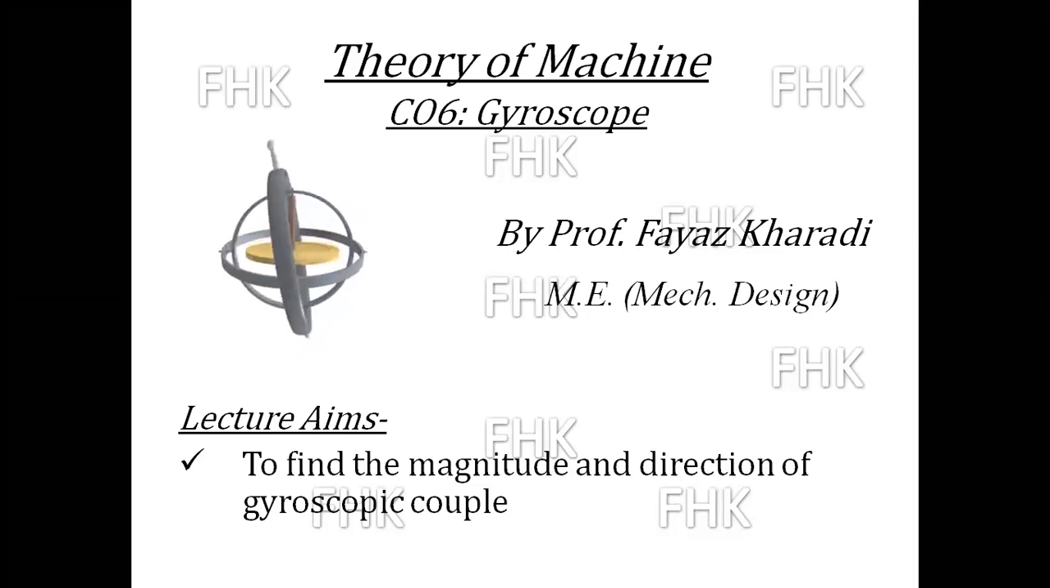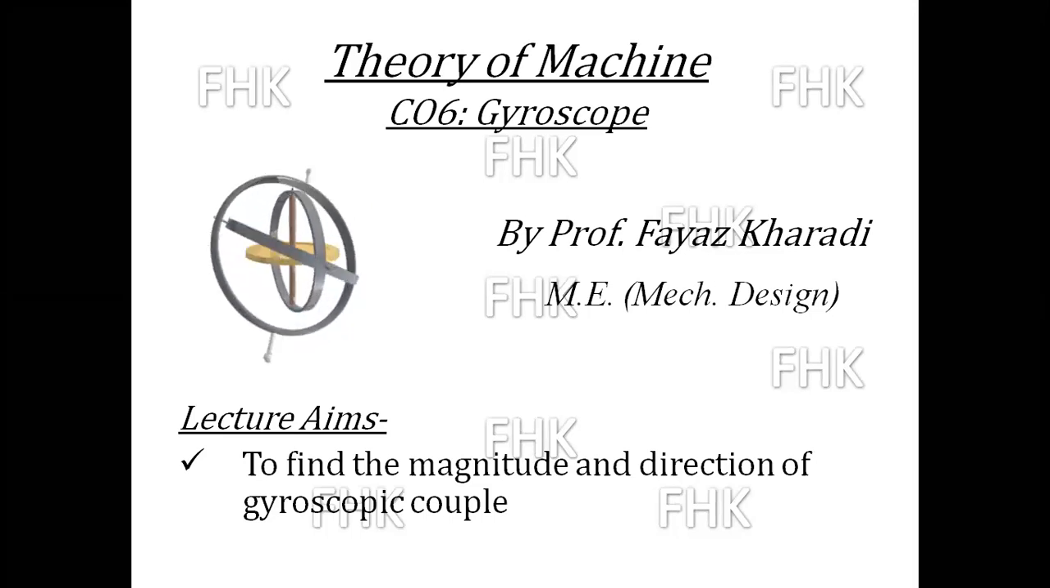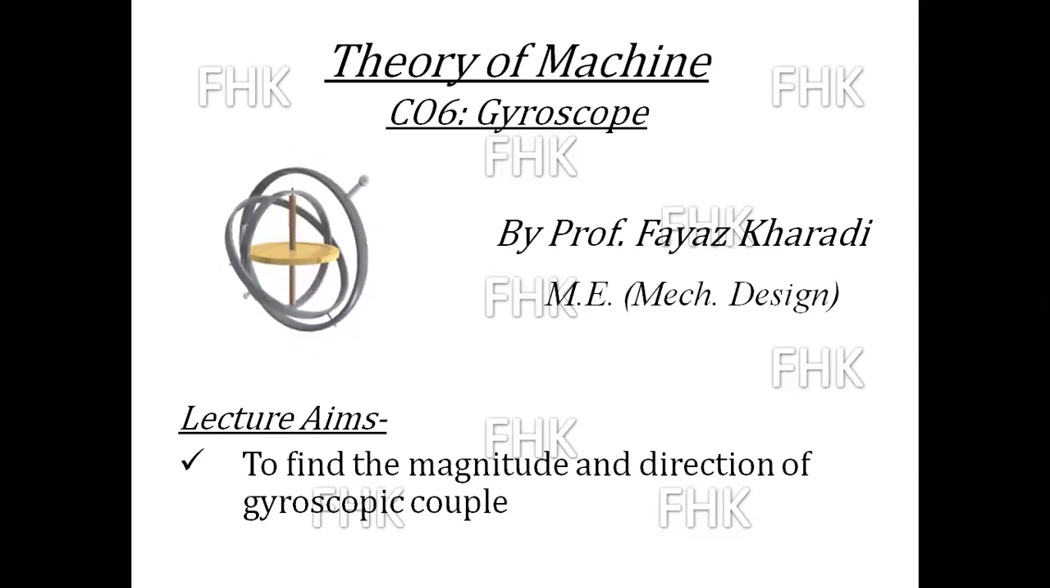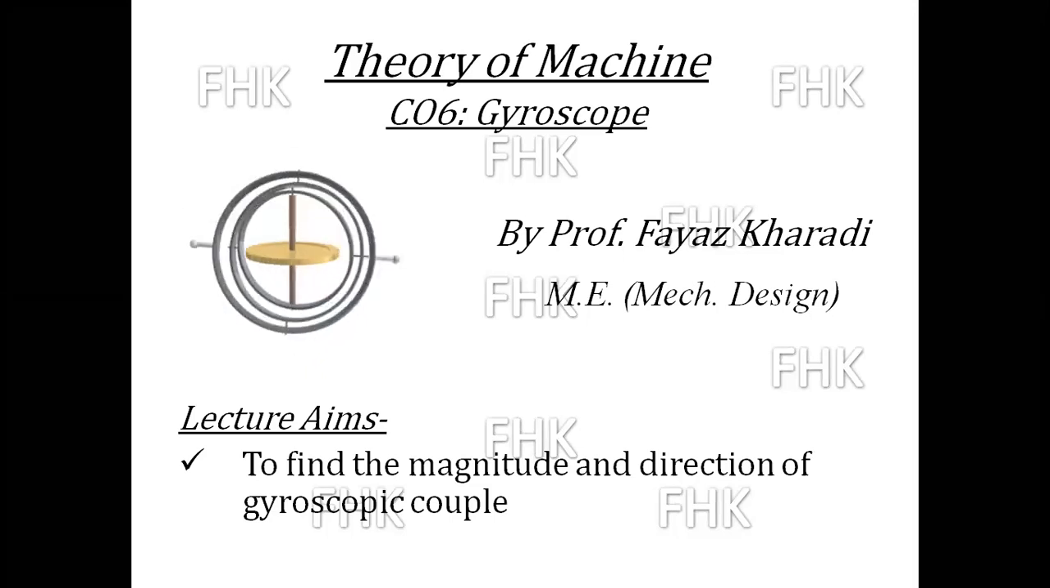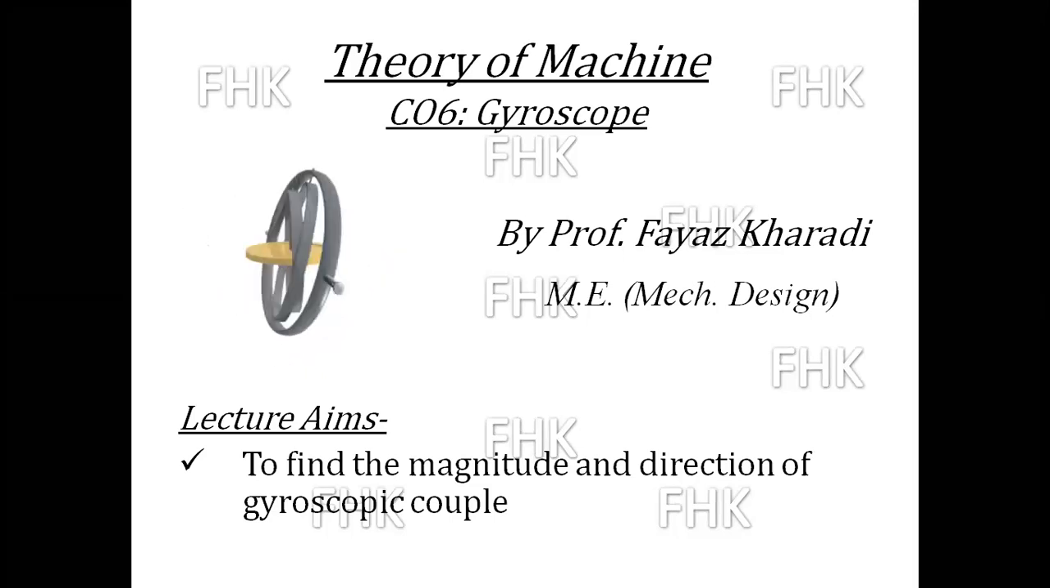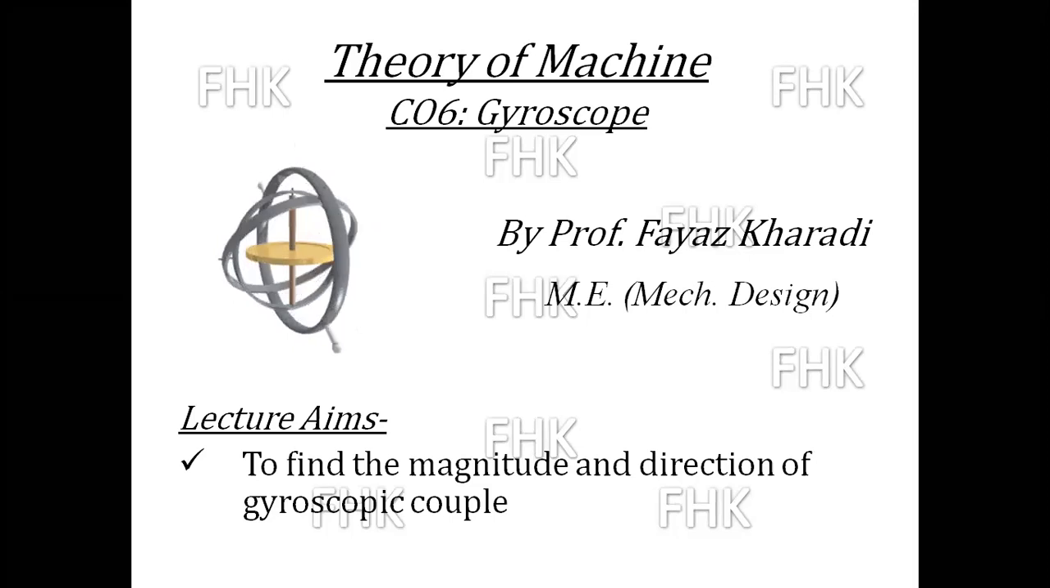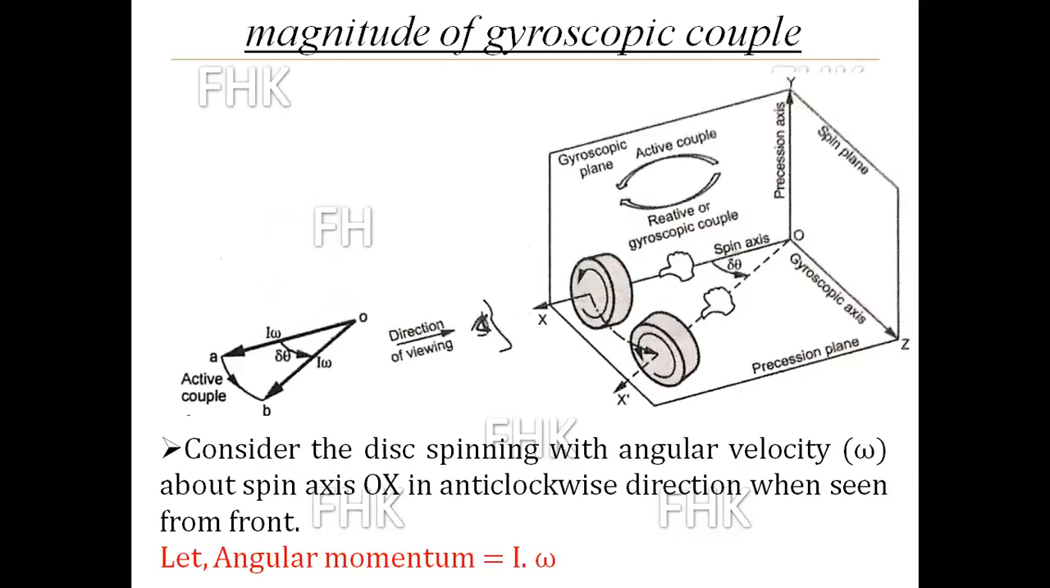In today's session, we are going to learn how to find the magnitude as well as the direction of gyroscopic couple from unit number 6, gyroscope, from the theory of machines subject. Remember, in any system subjected to gyroscopic action, if the spin axis of a rotating body is made to precess, this creates a gyroscopic couple acting on the rotating body.